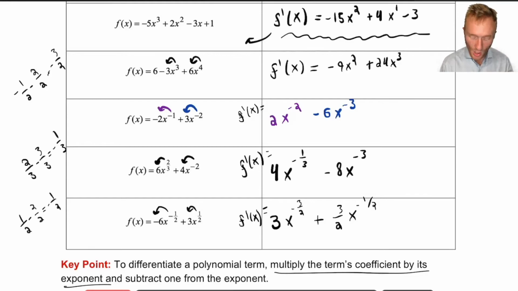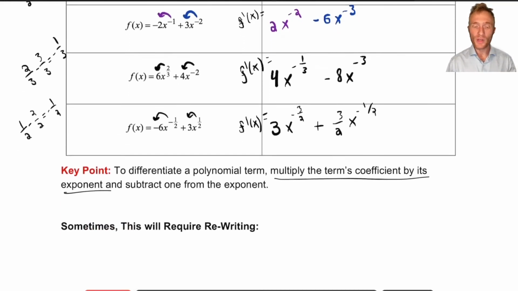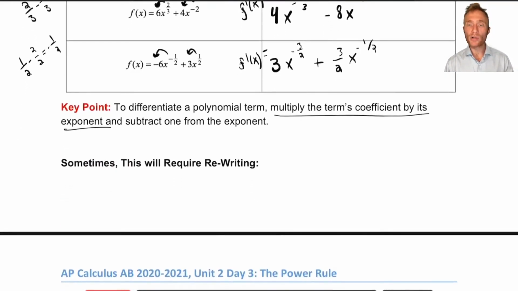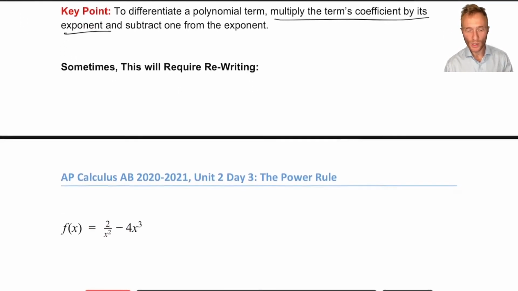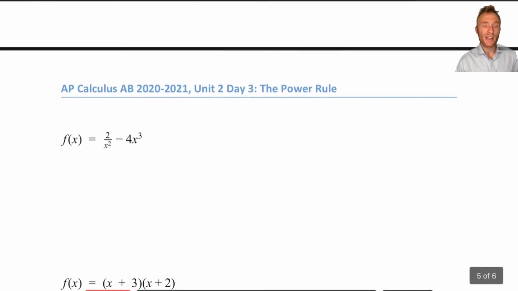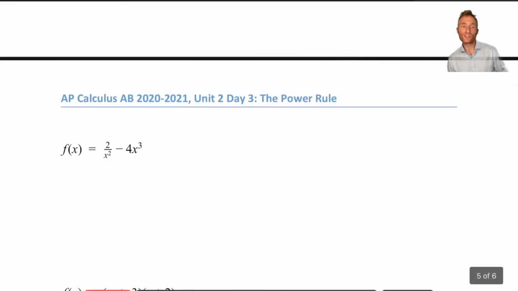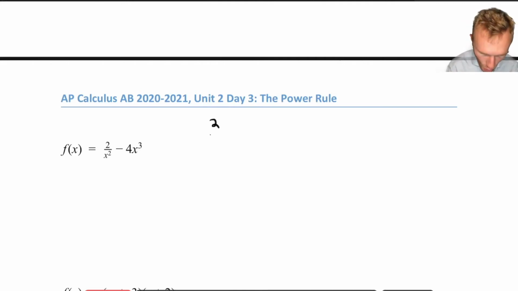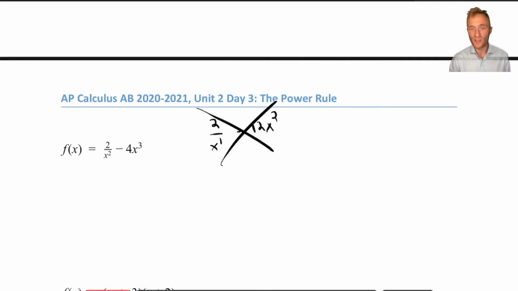All right, last two things here. Sometimes this will require rewriting. What I mean by that is, if we have f of x is 2 over x squared minus 4x to the third, you can't just subtract this and make this 2 over x to the first minus 12x squared. That is not what this derivative is. It has to be in polynomial form.